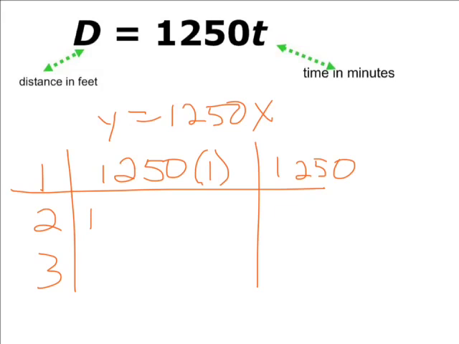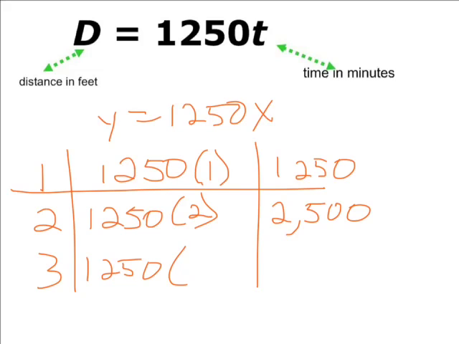And then when we plug in 2 minutes, we multiply the 1,250 feet times 2 minutes, and we're going to get 2,500 feet. And then when we plug in 1,250 times 3, we're going to get 3,750. So that is our ordered pairs: (1, 1,250), (2, 2,500), (3, 3,750). And then when we graph it, it looks like this.